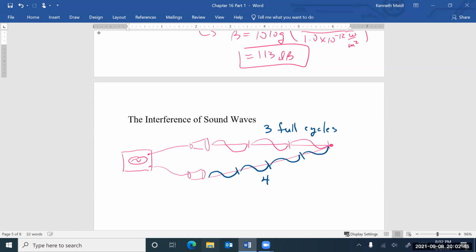Down here we have four full cycles. Okay. Now there is nothing magic here about the number 3 or the number 4. I just chose some number that I thought I could draw here. But really the important word here is full. That I've got full cycles at this one location in space. Okay.